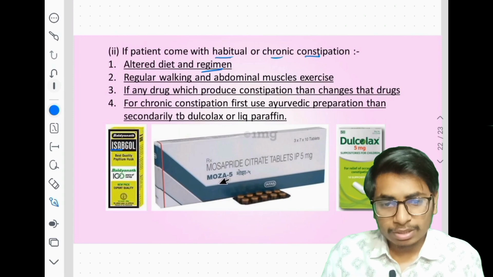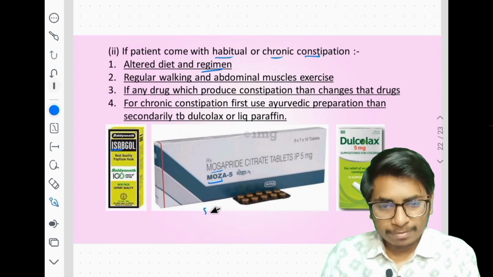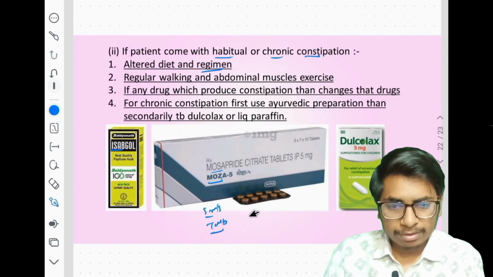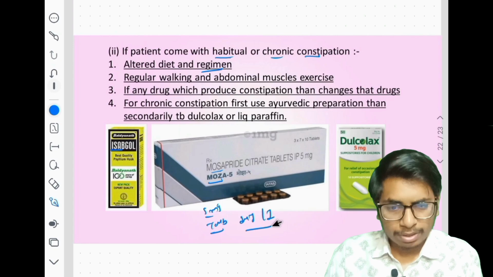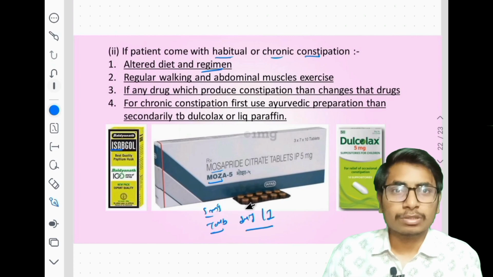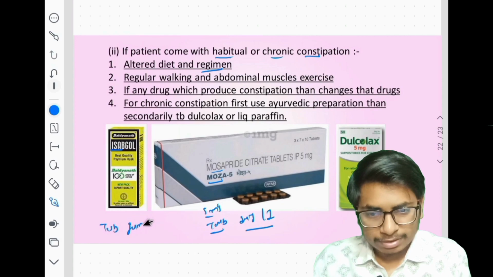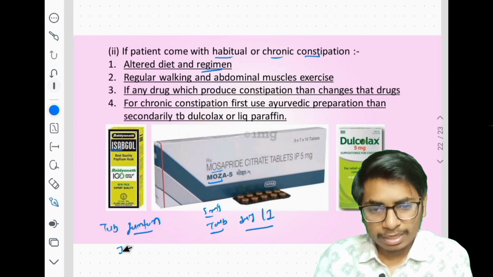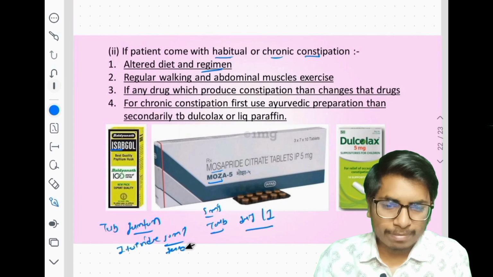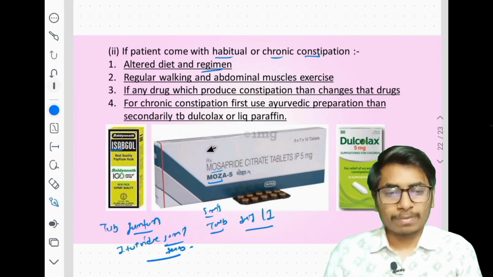In the allopathic preparations, there is tablet Moza, which contains mosapride 5 milligram per tablet. Take one daily. It promotes intestinal motility. It is also used in gastroesophageal reflux disease. The second drug is tablet Ganaton, which contains itopride 50 milligram per tablet. It also increases intestinal motility, so it promotes evacuation of the bowel.